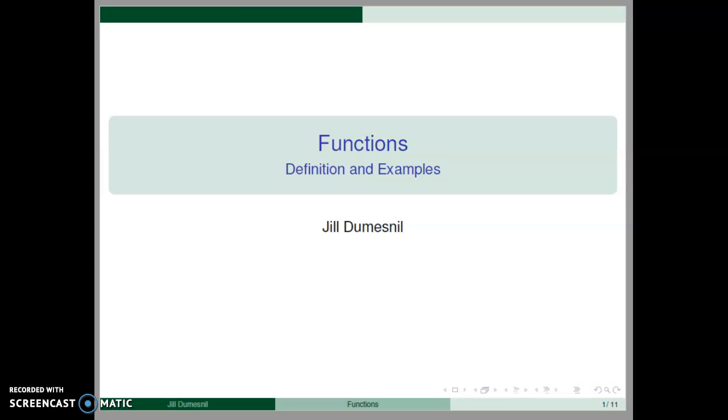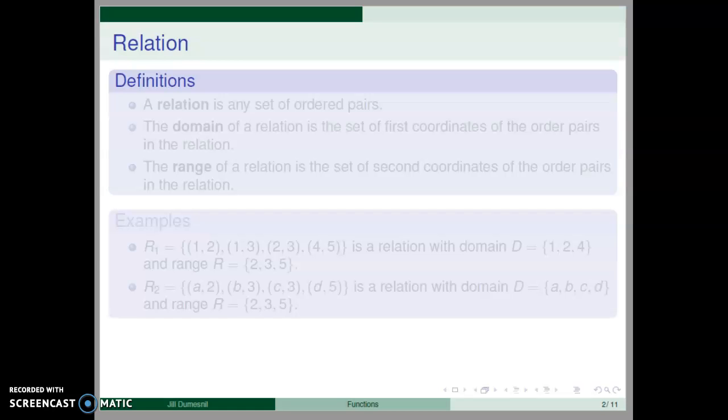Functions are the central object of investigation in most fields of mathematics. In this video, we introduce the concept of a function by definitions illustrated with examples. First, we need to consider the concept of a relation.